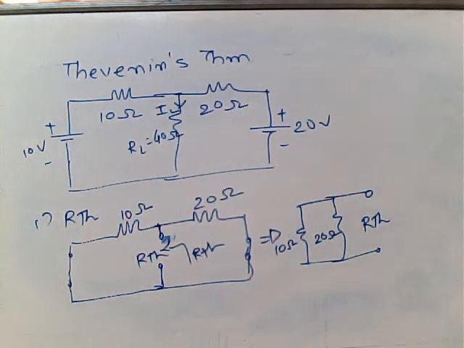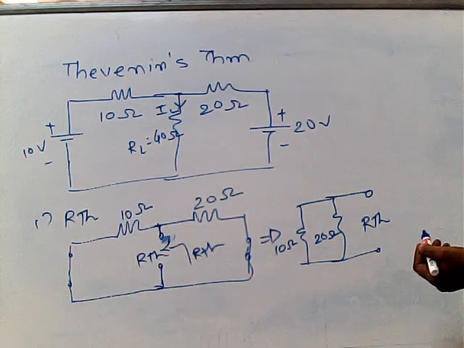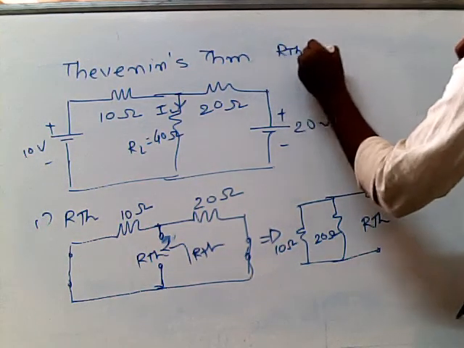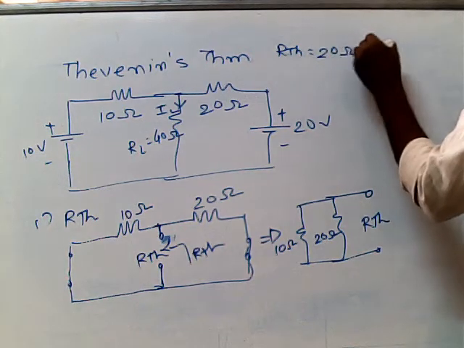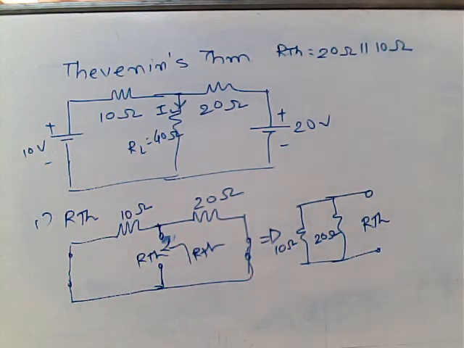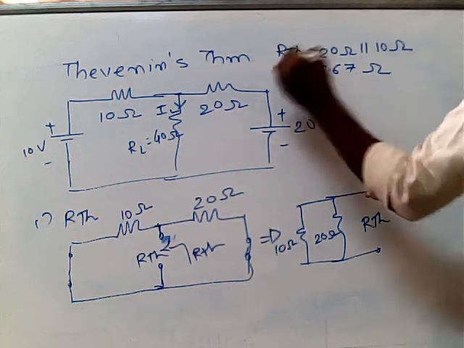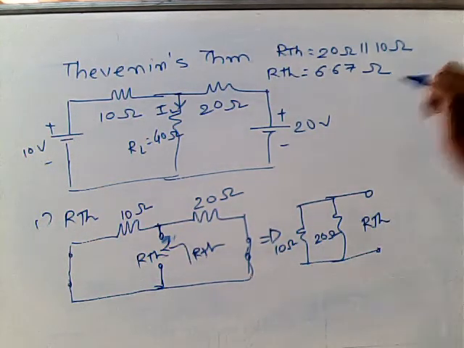RTH is nothing but the parallel combination of these two resistances. So I will write over here, RTH is equal to 20 ohm parallel with 10 ohm. It is the combination of two resistances, 20 ohm and 10 ohm, so that will become 6.67 ohm, RTH. So this is the first step.